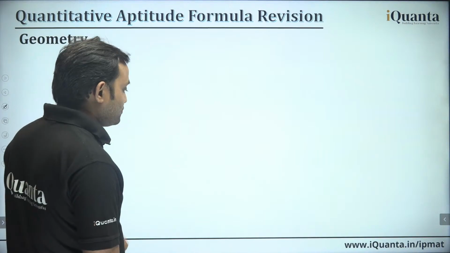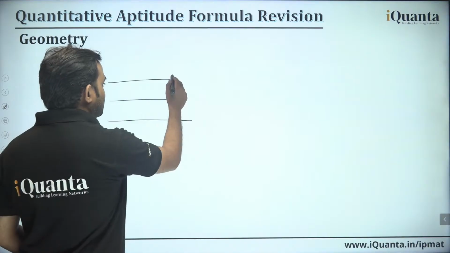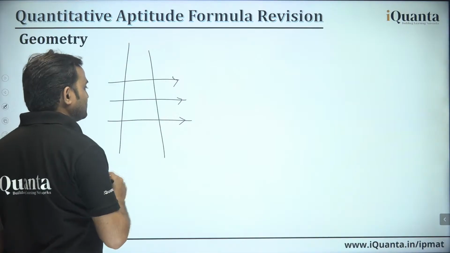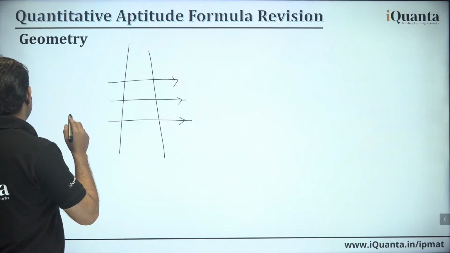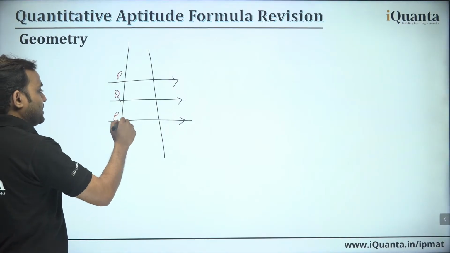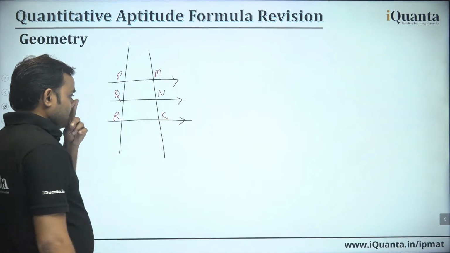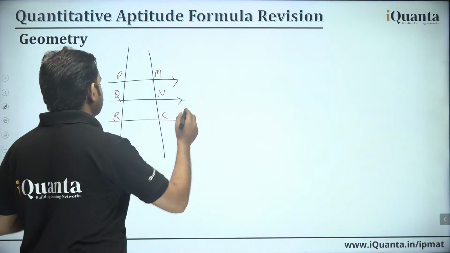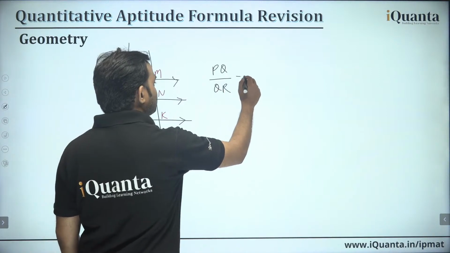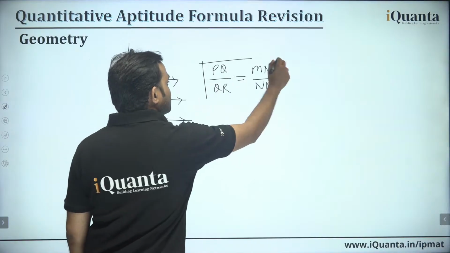Then we will come to the proportionality concept. What is the proportionality concept? Let's say there are 3 lines and there are 2 transversal lines. Let's say these points are P, Q and R, and these points are M, N and K. Then the proportionality theorem says that PQ upon QR is equal to MN upon NK. This is the proportionality theorem.